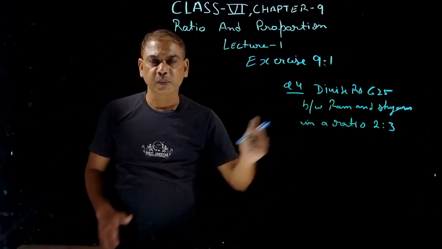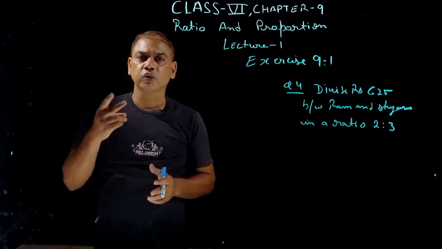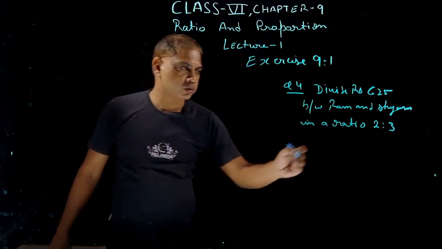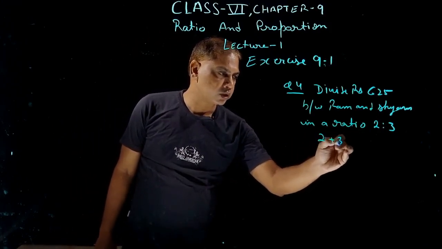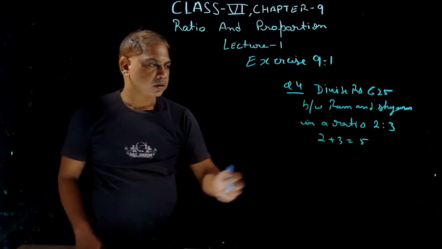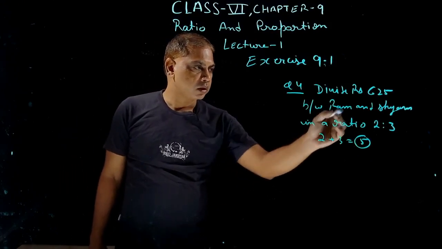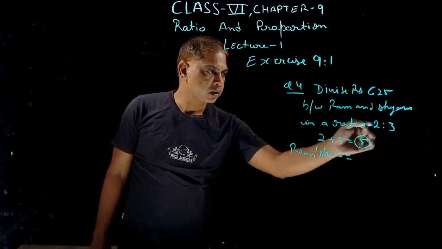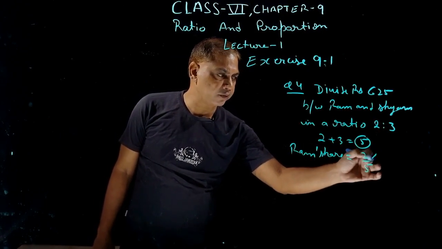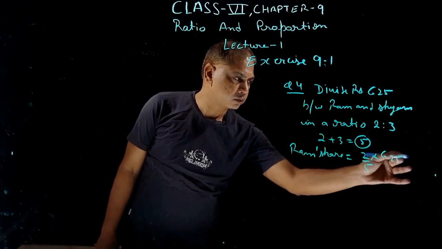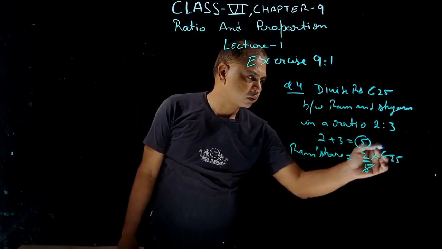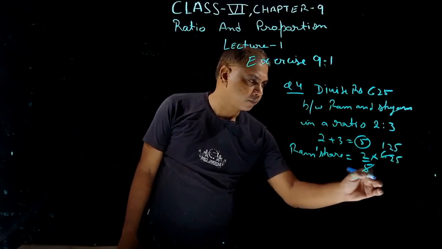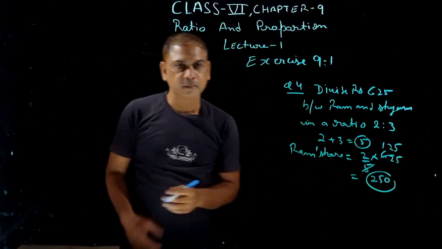You have 625 rupees and you have to divide 625 between 2 boys, Ram and Shyam, in the ratio 2:3. What will you do, students? Add this ratio. First step, add this ratio. After adding, you get 5. Now, Ram's share will be how much? Ram's share 2 upon total 5 into 625. Cancel out. 5 ones are 5, 5 twos are 10, 5 fives are 25. So 250 is the share of Ram.